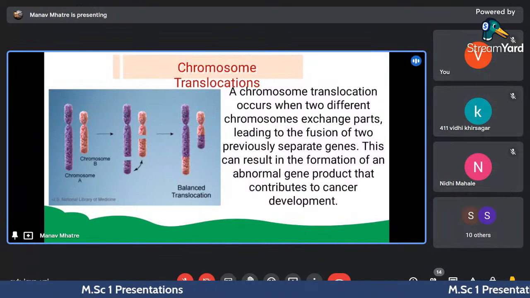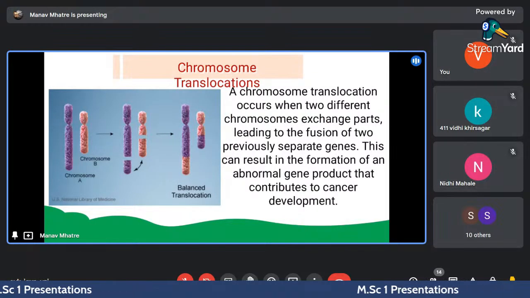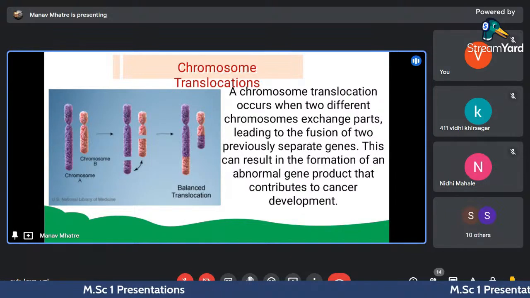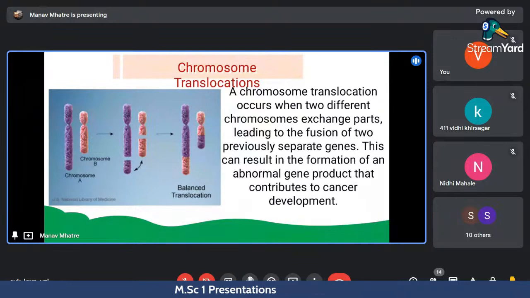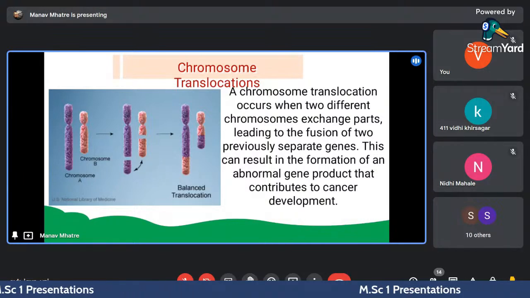So this is chromosome translocation. Chromosome translocation occurs when two different chromosomes exchange parts, leading to fusion of two previously separate segments. We can see here is chromosome A and here is chromosome B. Each is divided into two parts and they are interchanged. They get fused and create a balanced translocation. This can result in formation of an abnormal gene product that contributes to cancer development.